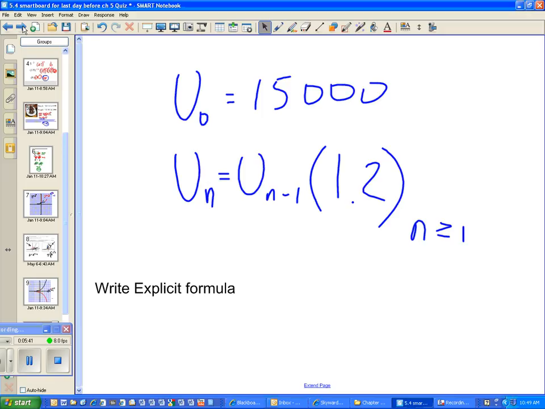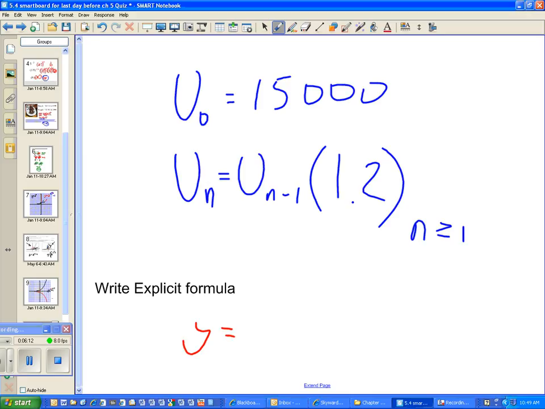Then there's these. Remember these? This is written in a certain kind of form. It starts with an R, recursive. And it's the starting value of what? 15,000. And then every time it goes up by, you multiply by 1.2, and that's called the common ratio. All right. Now, if you're going to write an explicit formula, what you're doing is writing a formula that doesn't need to have all that recursive stuff.